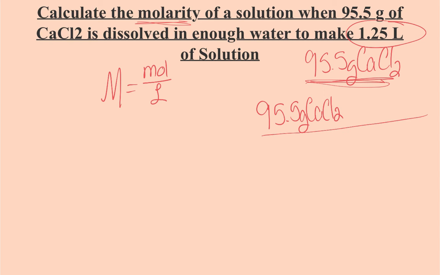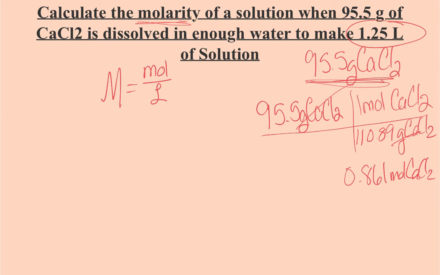So I'm just going to go back to the mole unit and do, for every 1 mole of calcium chloride, I set this up to convert it to moles using the molar mass of calcium chloride. It's going to cancel out, and I'm going to multiply across, then divide by the bottom. So I get 0.861 moles of calcium chloride.